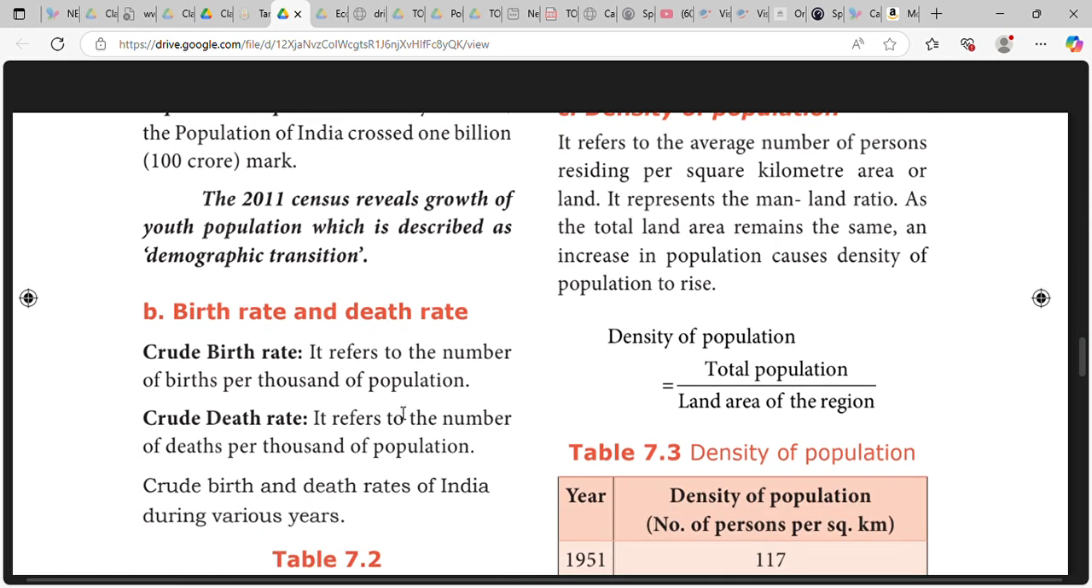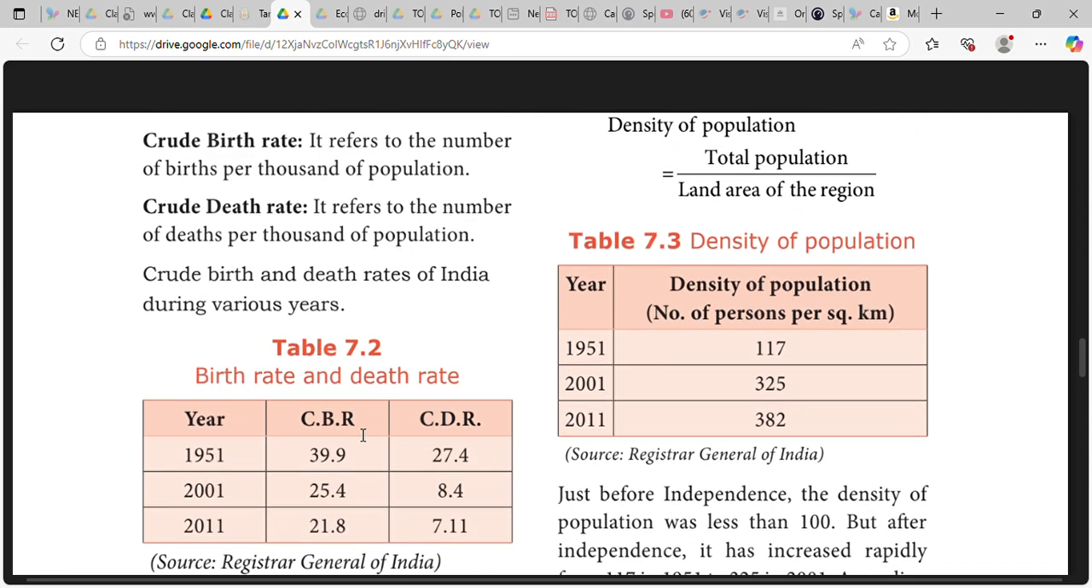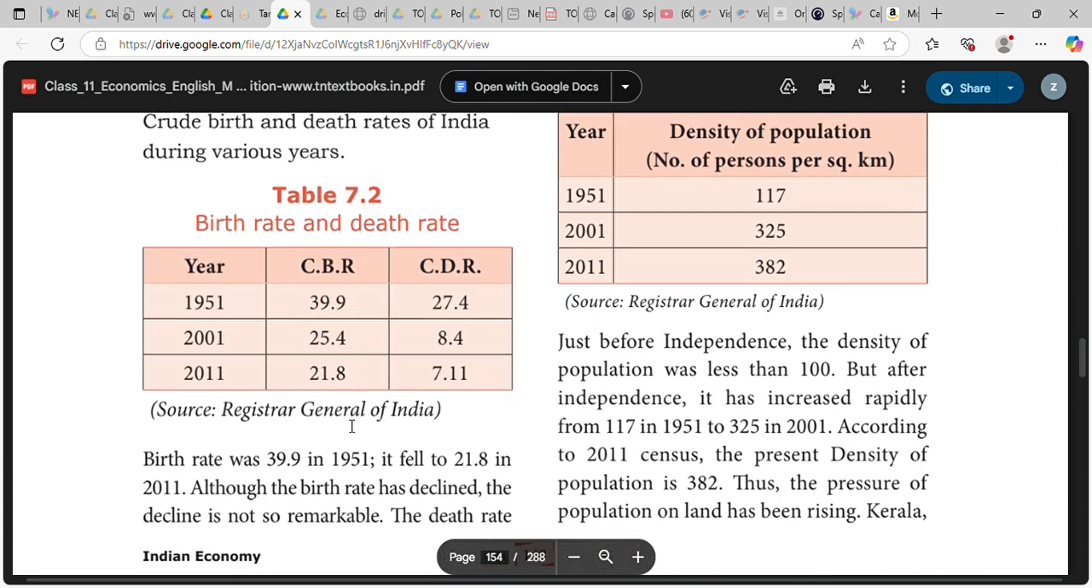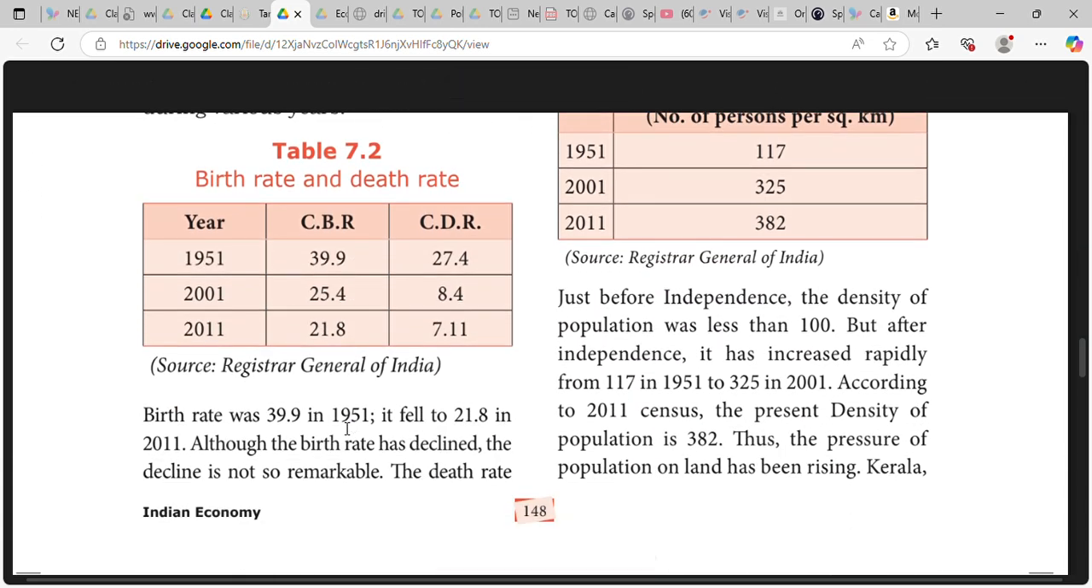Birth rate and death rate. Crude birth rate refers to the number of births per thousand of population. Crude death rate refers to the number of deaths per thousand of population. Crude birth rate and death rates of India during various years. Birth rate was 39.9 in 1951. It fell to 21.98 in 2011.